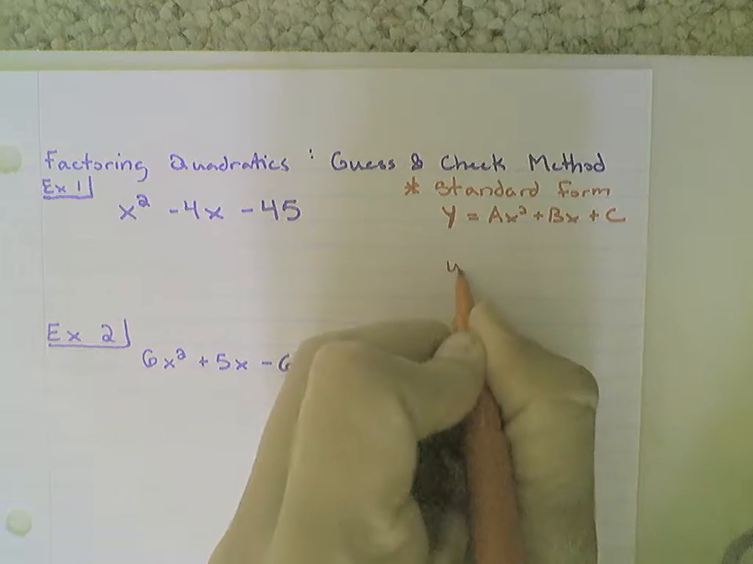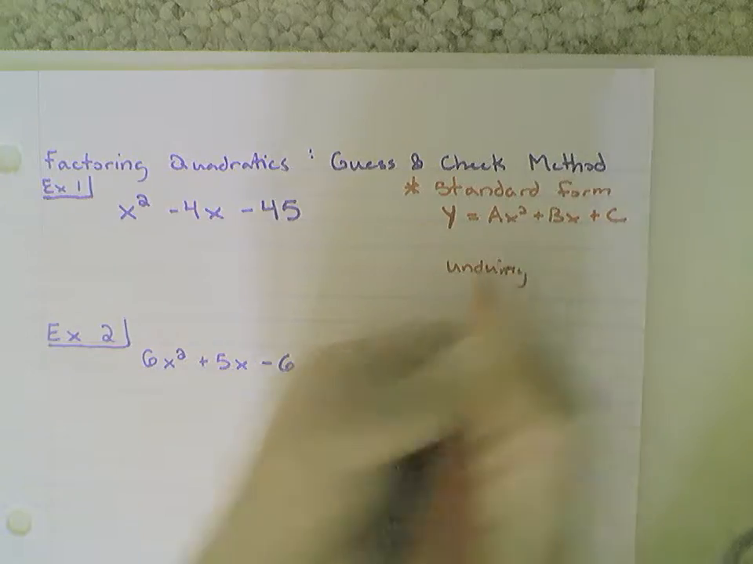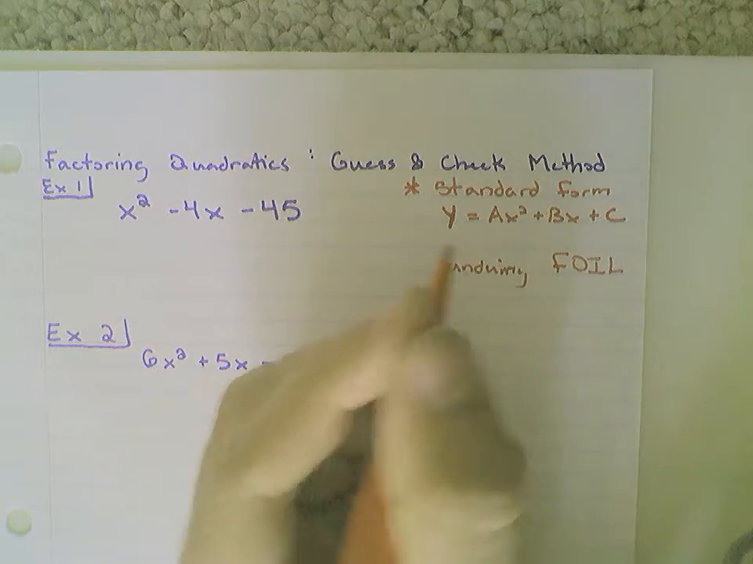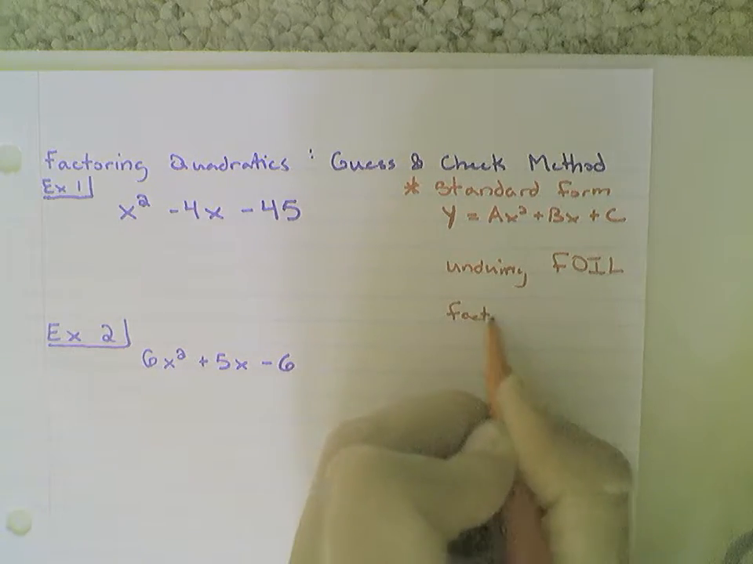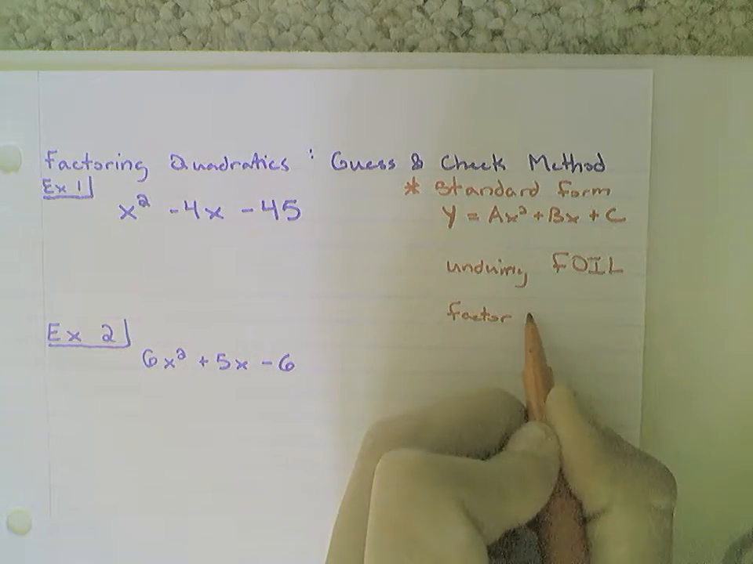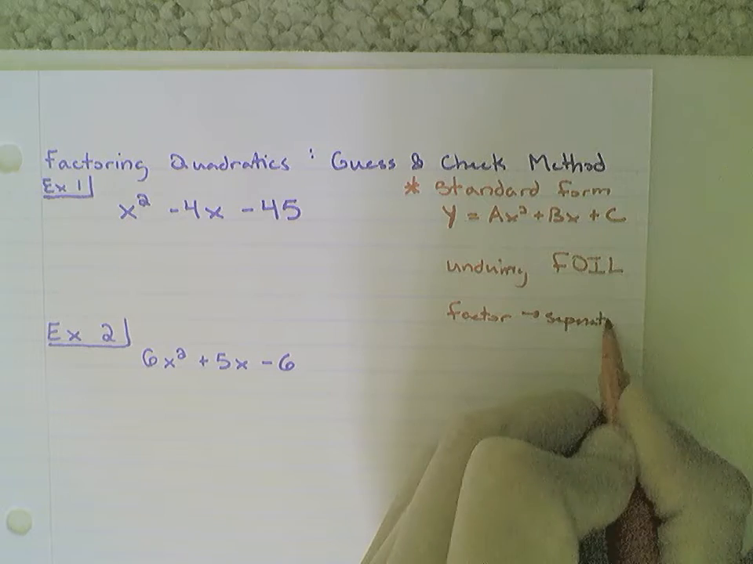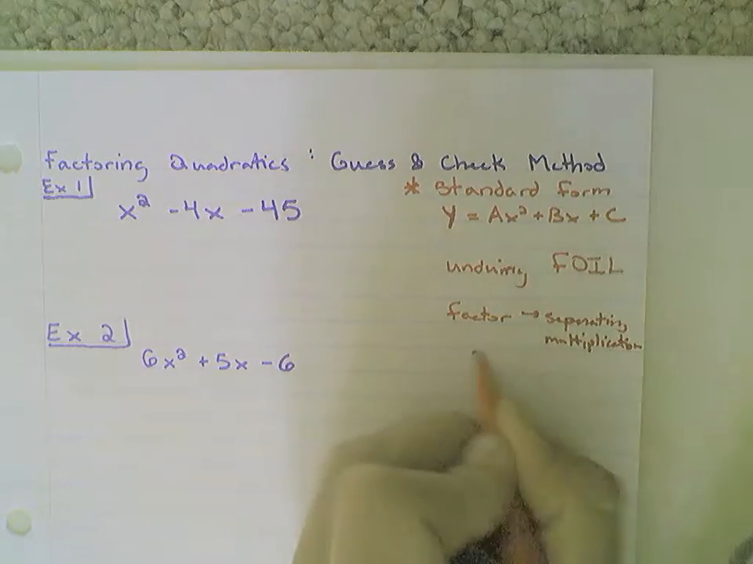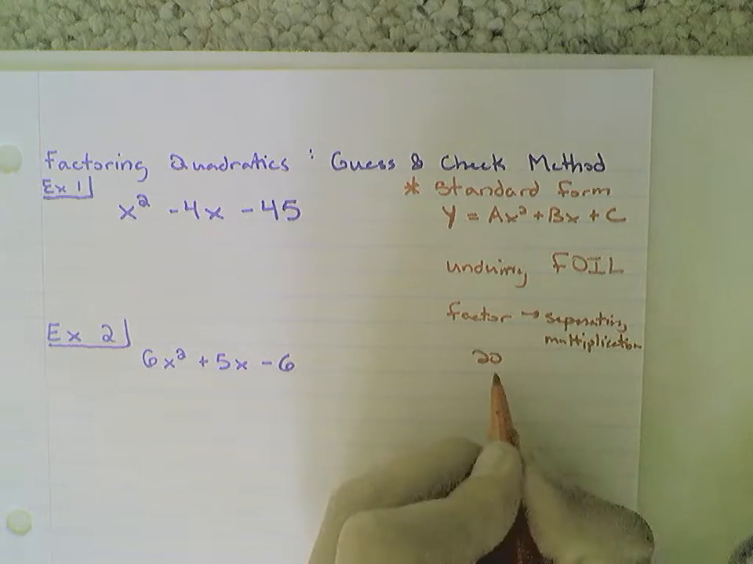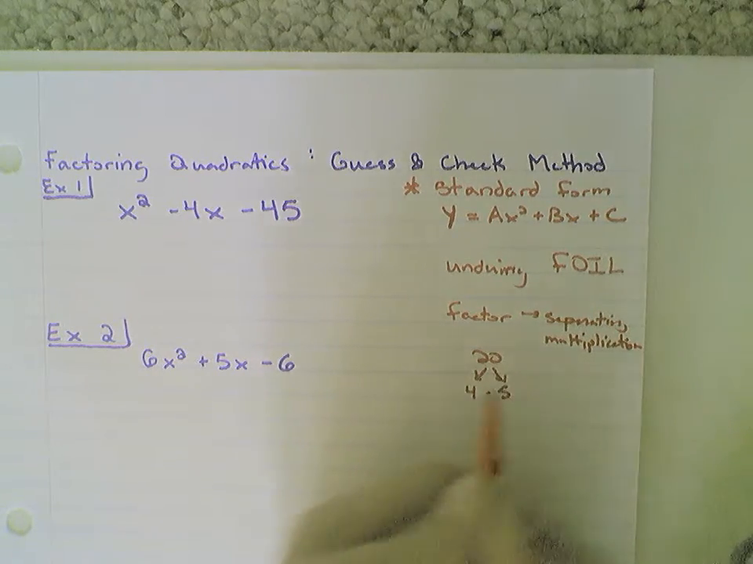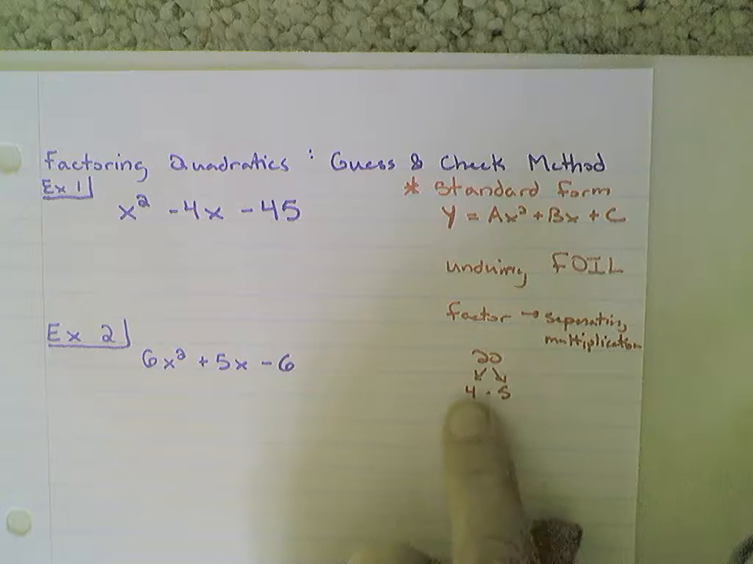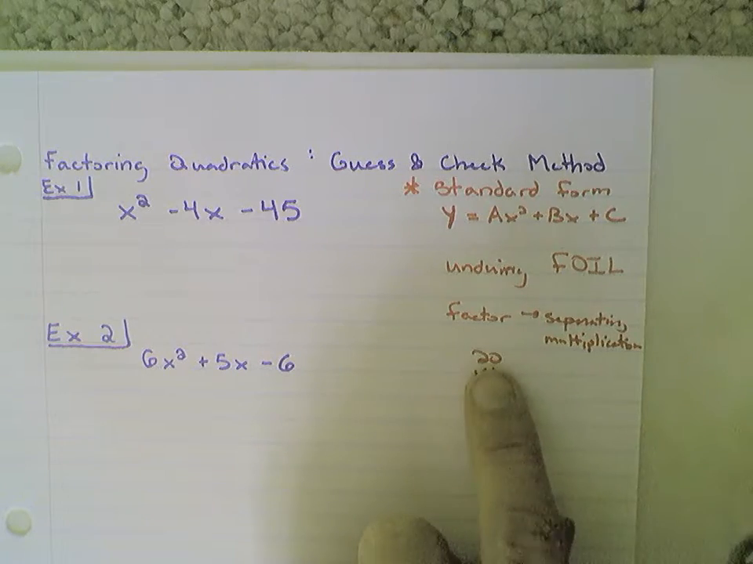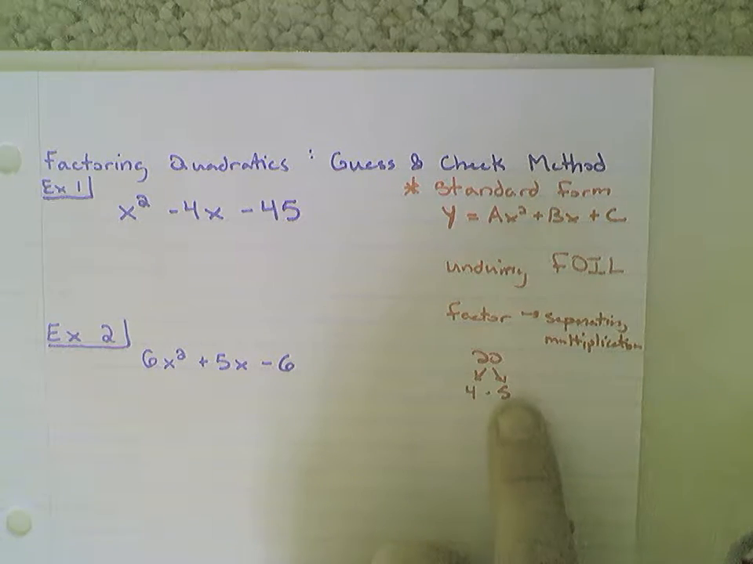So when looking to factor one of these with the guess and check method, we're essentially just undoing FOIL. If you remember FOIL from multiplying binomials, we're really just undoing FOIL. Now, just to recap on what factoring is really doing, factoring is kind of like separating multiplication. For instance, if I took 20 and wanted to know how I can factor 20, well, I can break 20 into 4 times 5. That would be factoring. Notice that I've separated 20 into 4 times 5, two things that multiply back to give me 20. So factoring is really just breaking things apart into multiples of itself.